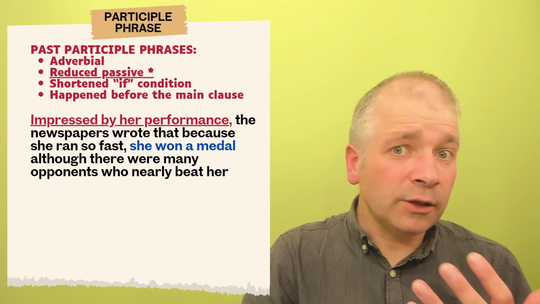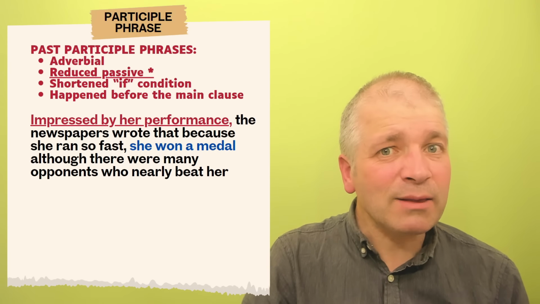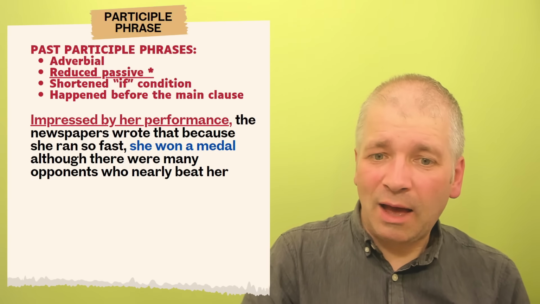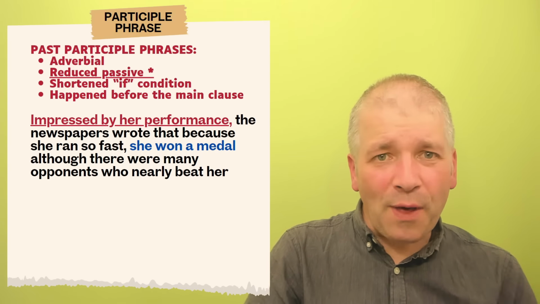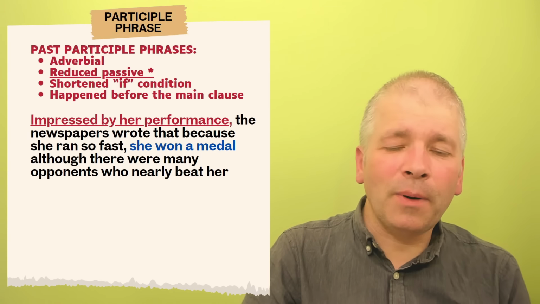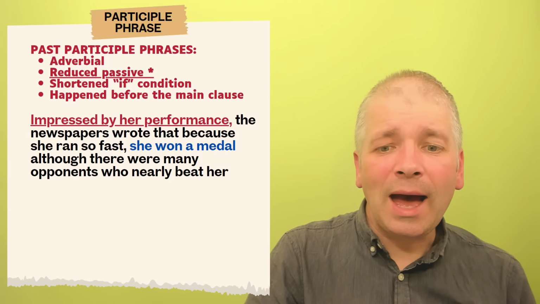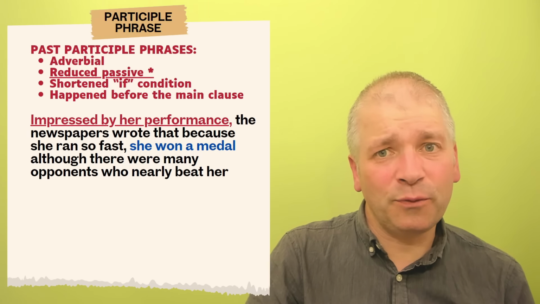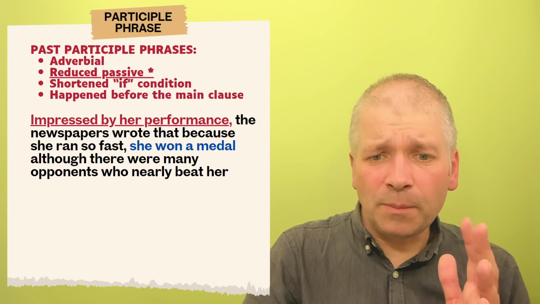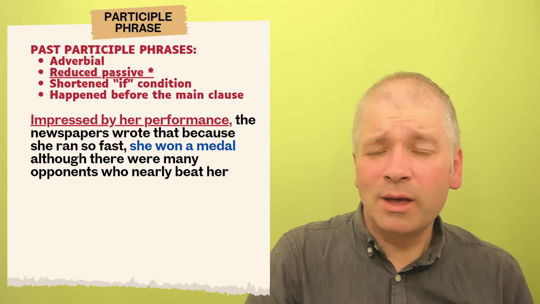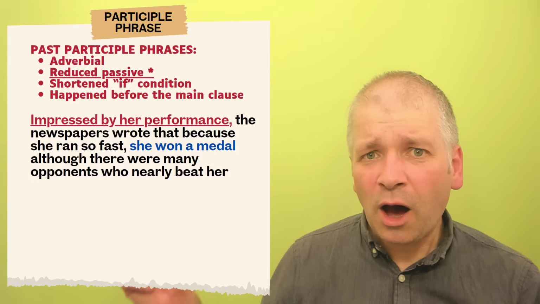So what does a past participle phrase do? It can be an adverbial for the whole sentence. It can be a reduced passive. And that's what we have here. Impressed by her performance really means they were impressed by her performance. It could be a shortened if condition, and it could be something that happened before the main clause. But in all of these cases, the past participle phrase introduces something that affects what comes afterwards.